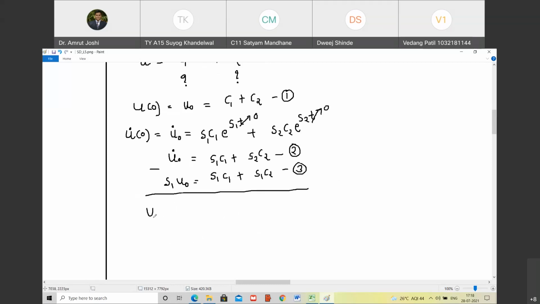So what do you get? U0 dot minus s1 u0 is equal to, are you with me? Yes, sir. C2 common, into bracket s2 minus s1. Agreed? Yes, sir. Do you agree with me? Yes, sir. So what is the value of c2?